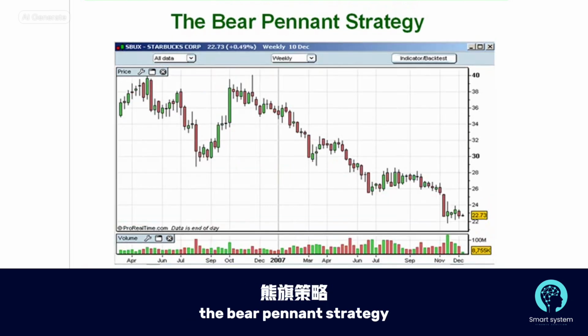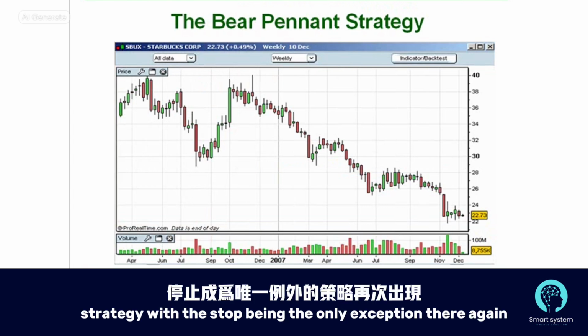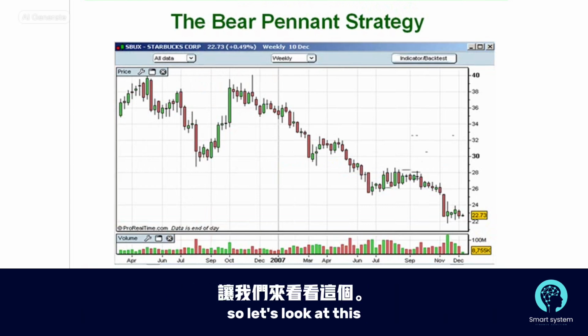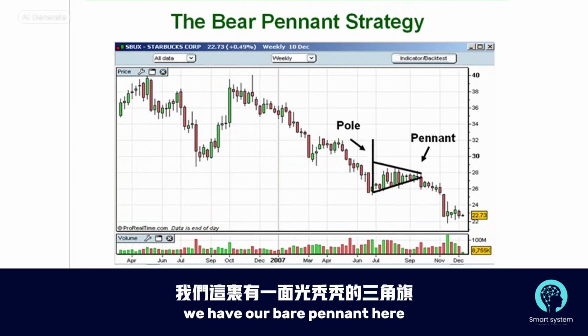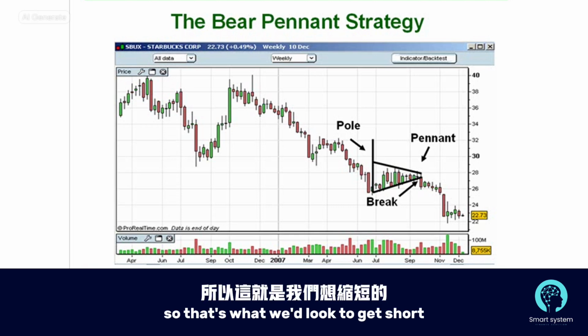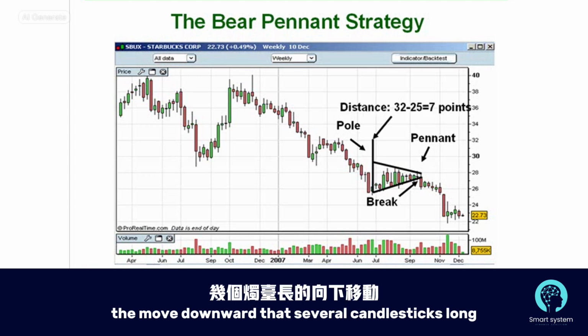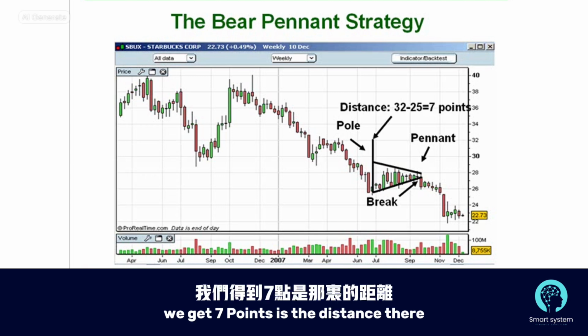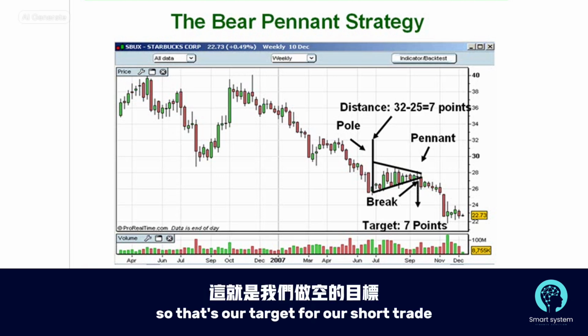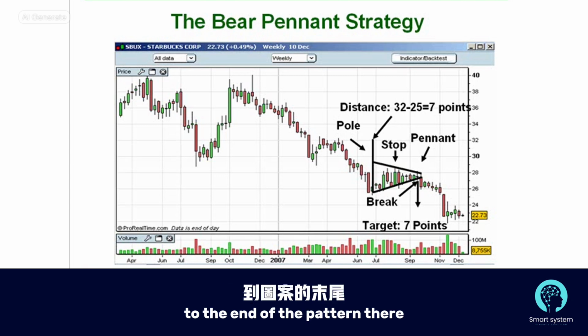The bear pennant strategy is exactly the same as the bear flag strategy, with the stop being the only exception there again. So let's look at this. We have our bear pennant here. We have the break there to the downside of the pennant. So that's where we'd look to get short. We measure the distance of the move there, the move downward that's several candlesticks long. We get 7 points is the distance there. So that's our target for our short trade. The stop is placed just above the closest peak to the end of the pattern there.